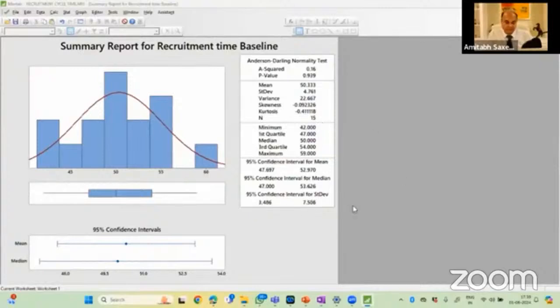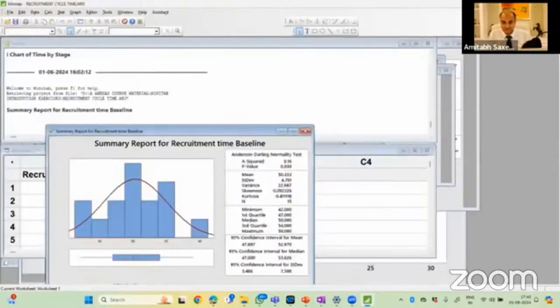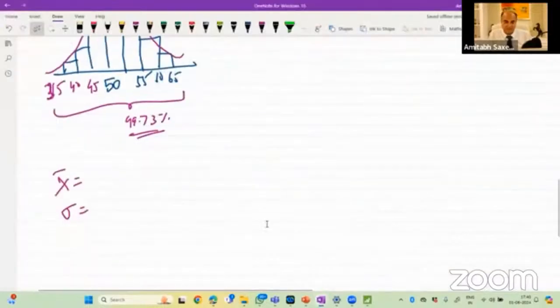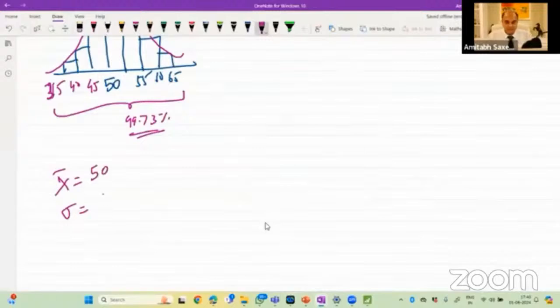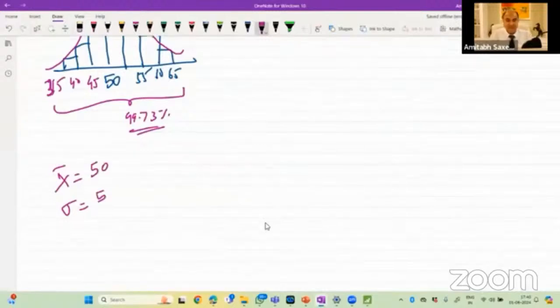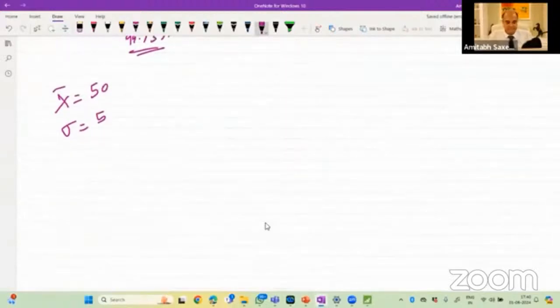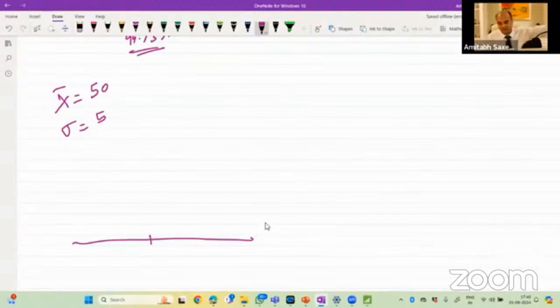Now, I have got an average, I have got a standard deviation. Now what to do with this? Going back to Mr. Gauss. Let's say here it was 50 days and a standard deviation of 5 days. Mr. Gauss found that for all processes, now it is a theorem. Theorem means it is applicable to all the processes.